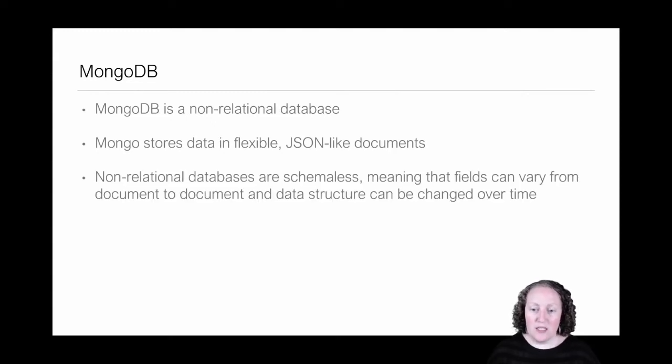Again, like we spoke about in the lecture, non-relational databases are schemaless, meaning that fields can be different from document to document and data structure can change over time as well. So you'll see that yourselves when you use Mongo, it doesn't specify that you have exactly the same fields in all your documents.